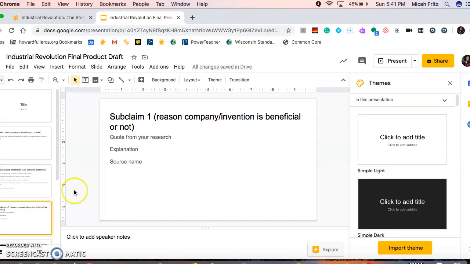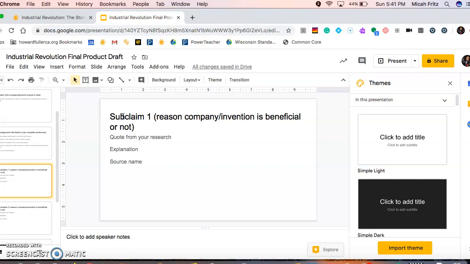Slide number 4 is where we want to start including our subclaims. We want to start, we want to replace this up here at the top with what's your first reason you think this company or invention is beneficial or not? Why do you think this company is good for us or bad for us? Why do you think this invention is good or bad?